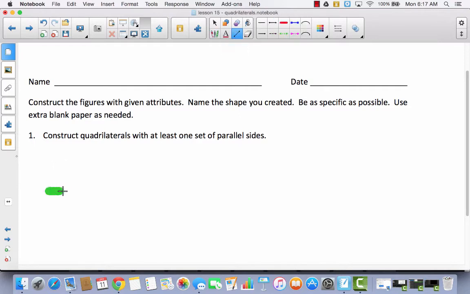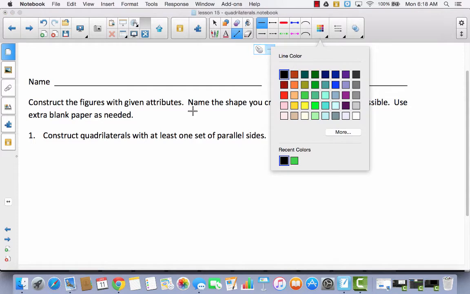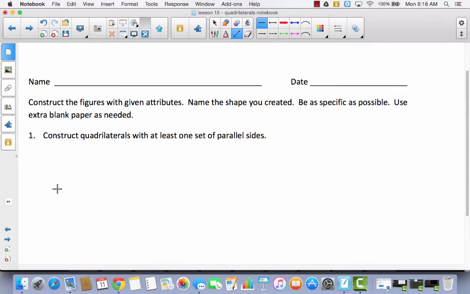So I'm going to start by drawing a straight line. Maybe I won't make it green. How about I make it black? All right, let's try this again. All right, so let's make it just a regular old black line. Okay, here's my straight line. Now I'm going to make another line parallel to it. And now I'm going to connect them to make a four-sided figure.